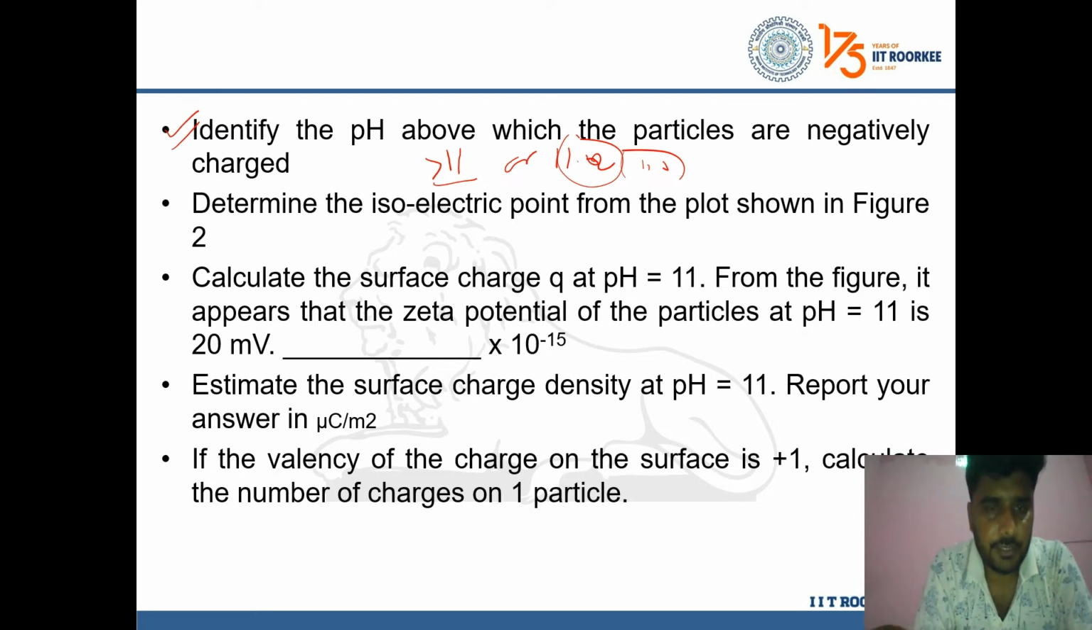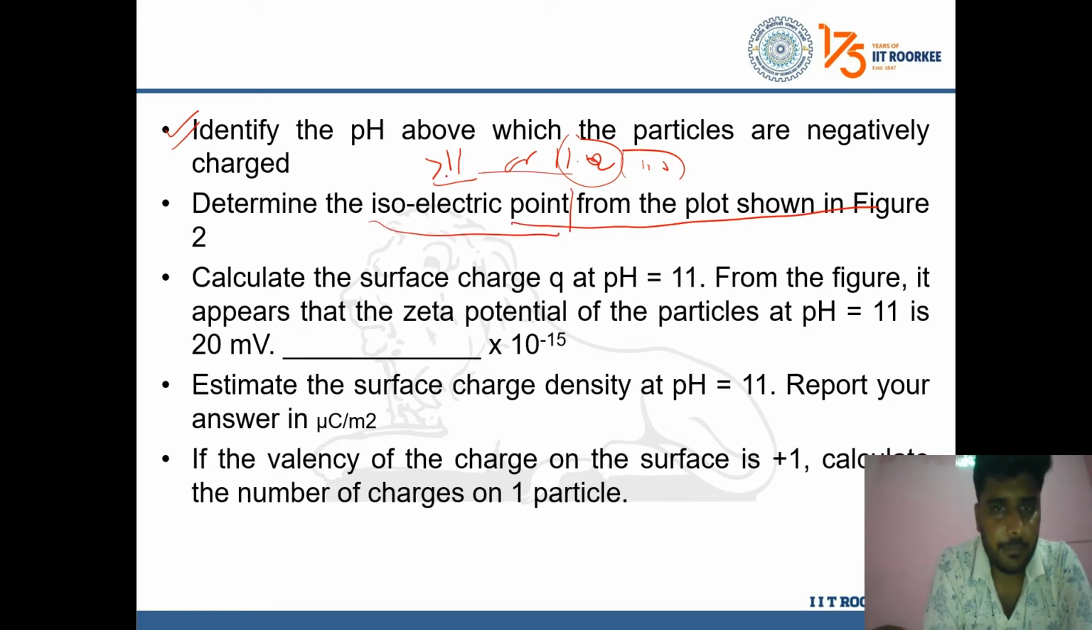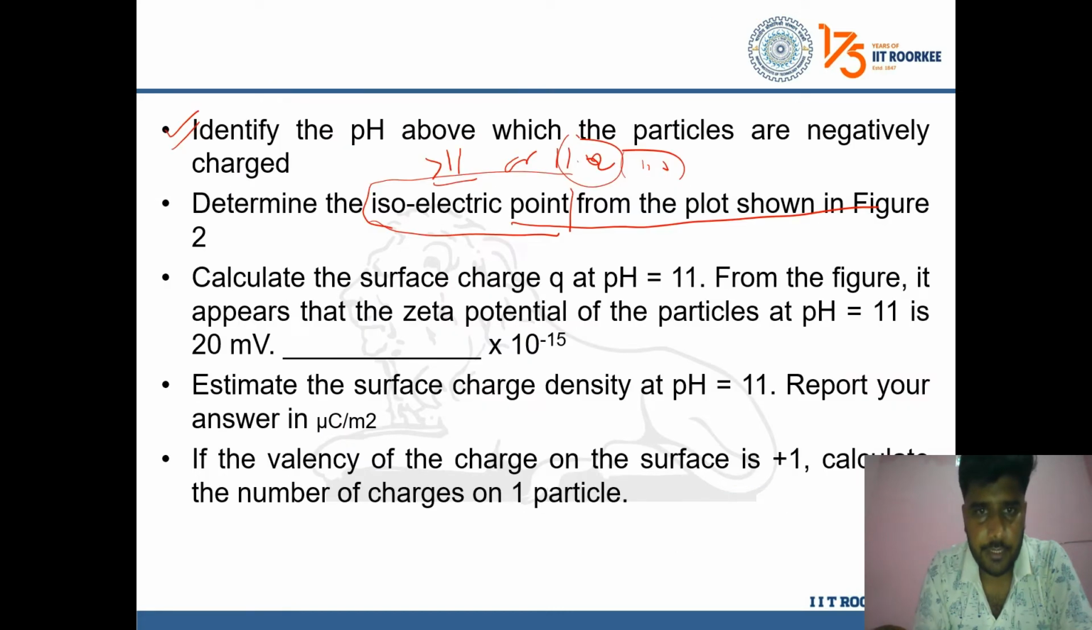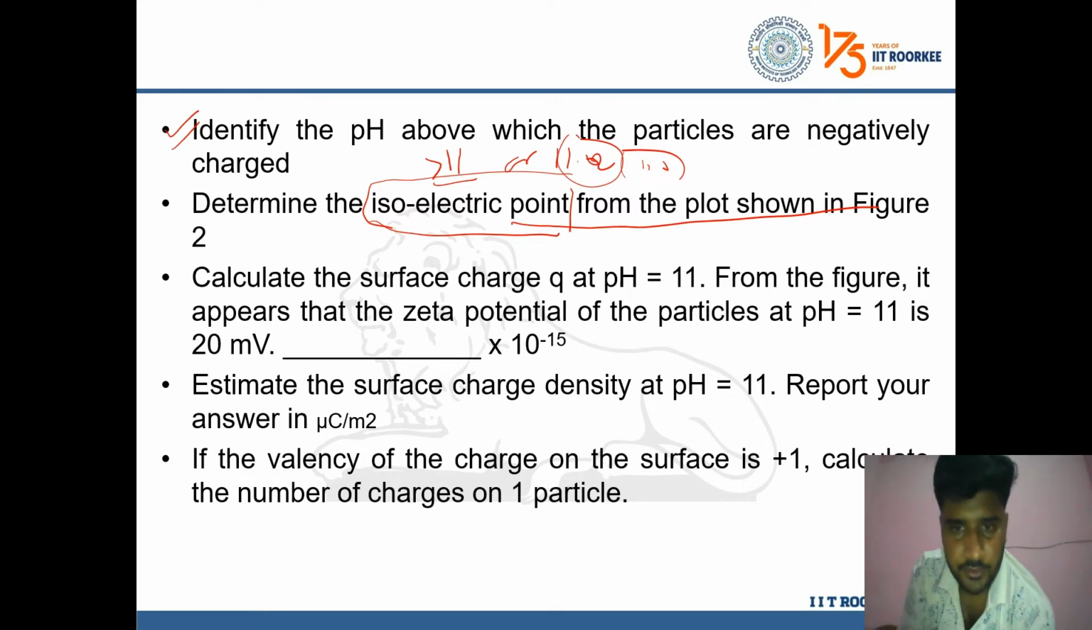The next question is to determine the isoelectric point from the plot. So what is the isoelectric point? It is the pH at which the value of zeta potential is 0. I have already drawn a line, so at this particular pH value there will be the isoelectric point. That means you have the same concentration of positively and negatively charged species.